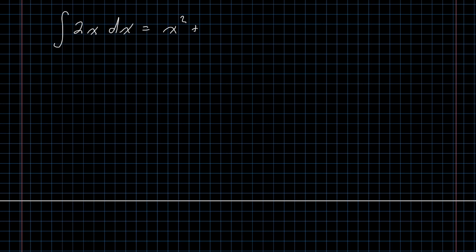So in general, we put a constant of integration at the end. I'm not sure if I gave that name before. We're going to call the capital C that shows up here a constant of integration.